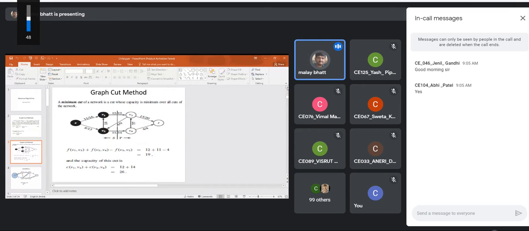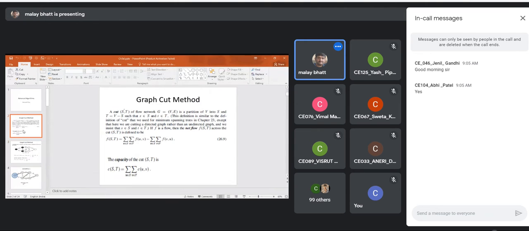So if we consider this, the capacity of the cut is defined as sigma u belongs to S, sigma v belongs to T, c(u, v). So capacity of the cut means the capacity of all the edges which are in the cut, the total of all the capacities in the cut.